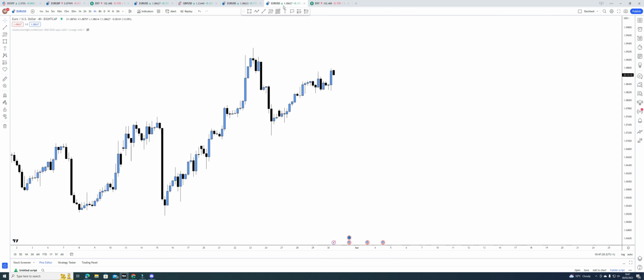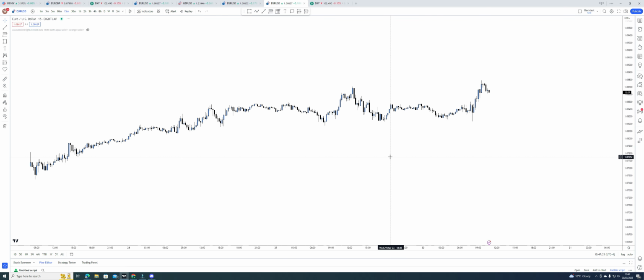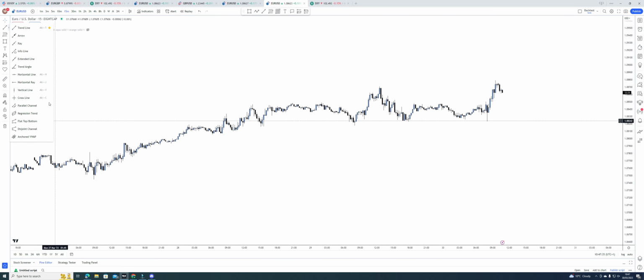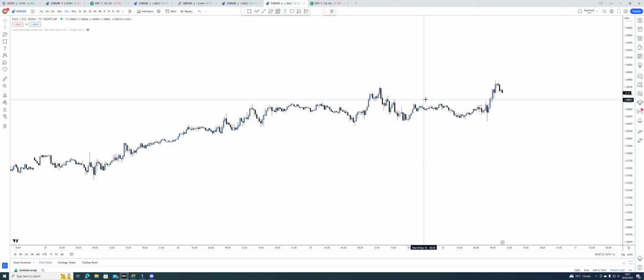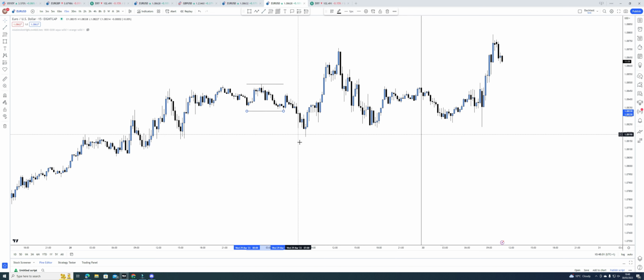Going back onto the euro, similar kind of scenario. Let me just draw the vertical line. Okay, so that's all today's trading, forget about that. And we'll draw on the Asia range. So where is it? Midnight. Yeah, that'll do. And again, Asia range low here.